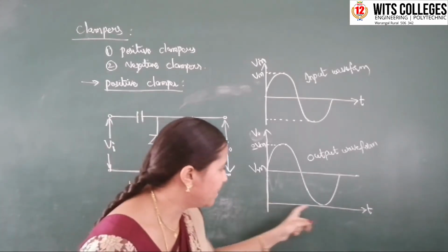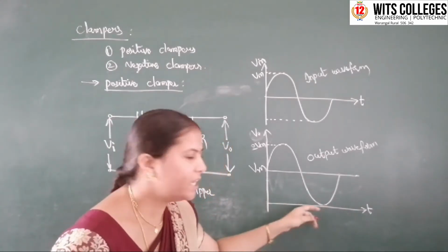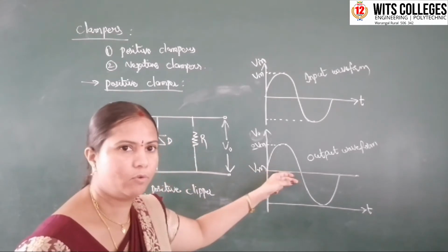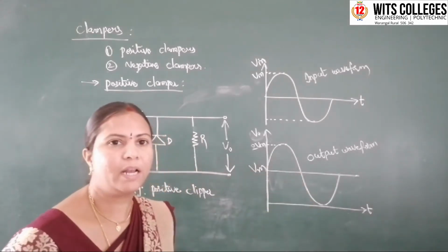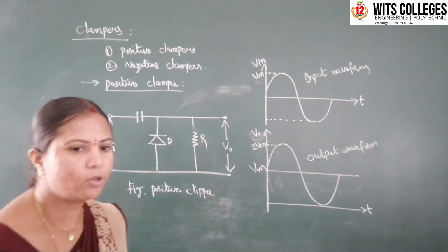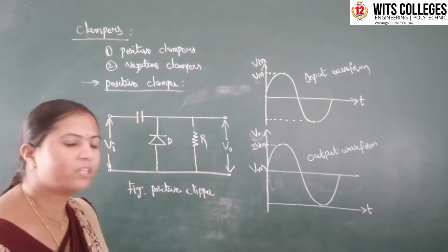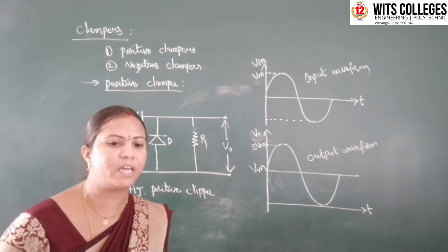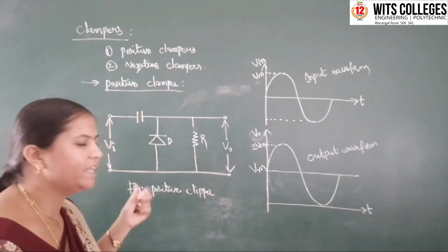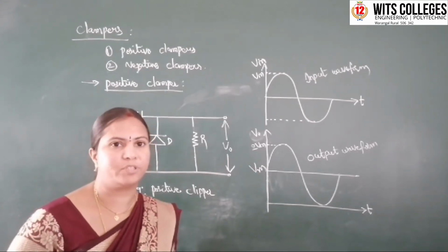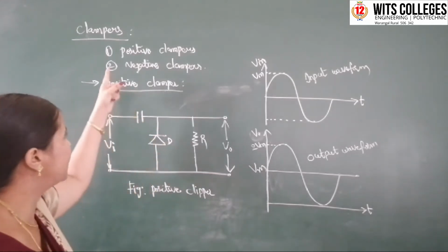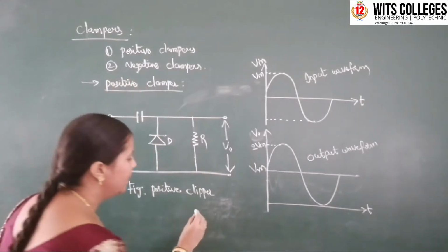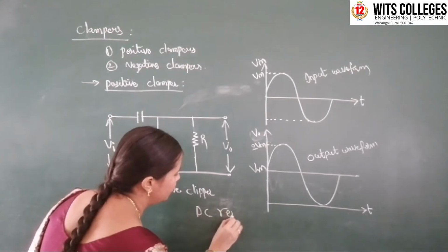So this is the DC level. It is shifted to the upper side. Okay? So this is nothing but a clamper. This is the definition of clampers. These clamping circuits introduce a DC level to the AC input signal. That's why these clamping circuits are also known as DC restorers.